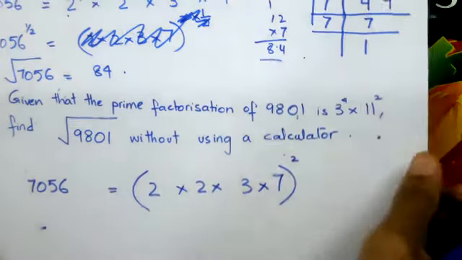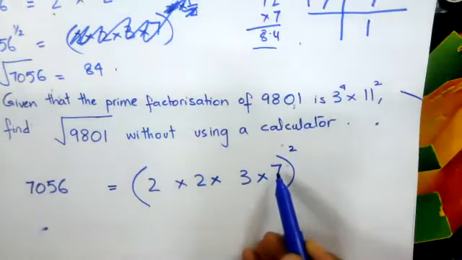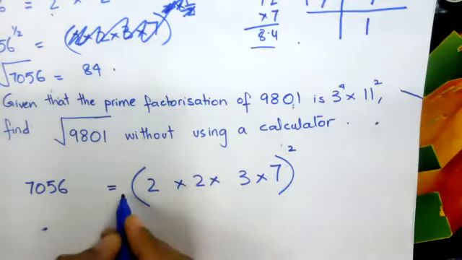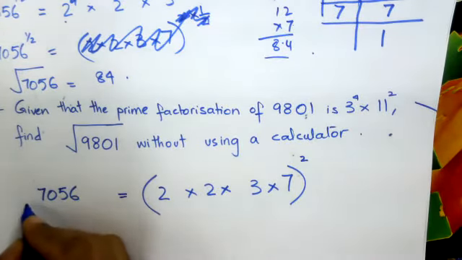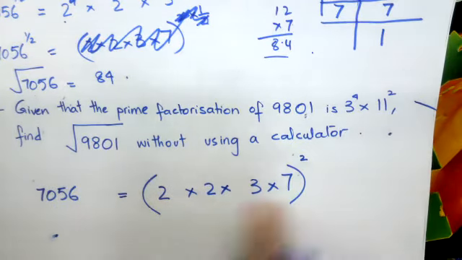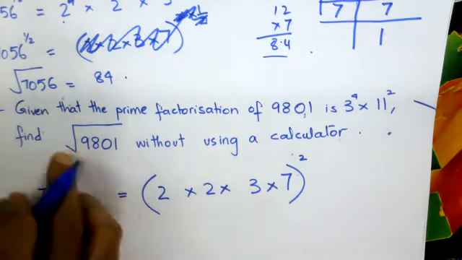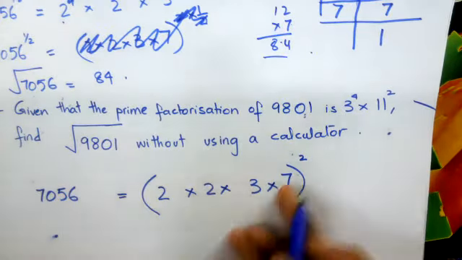Oh, you know what? I got it. I got it. You know what, Miss? All these numbers will equal 7056, not its square root. All these numbers, when they get multiplied, they will give us 7056, not its square root. So 7056 is equal to this.